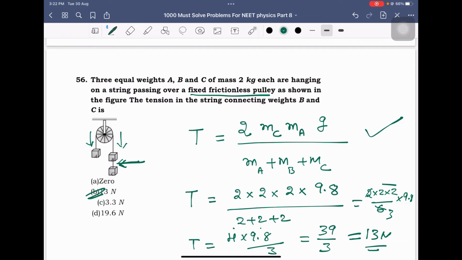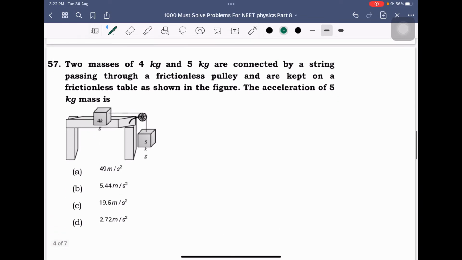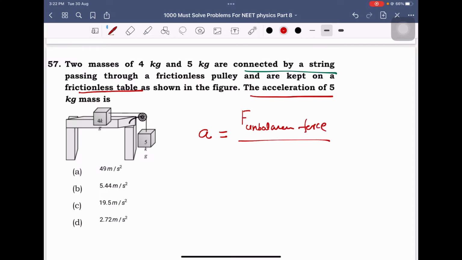Option B is correct. Next question, question number 57. Two masses of 4 kg and 5 kg are connected by a string passing through a frictionless pulley and are kept on a frictionless table. This table is frictionless. The acceleration of the 5 kg mass. Now this question is very simple. Acceleration is equal to unbalanced force divided by total mass.